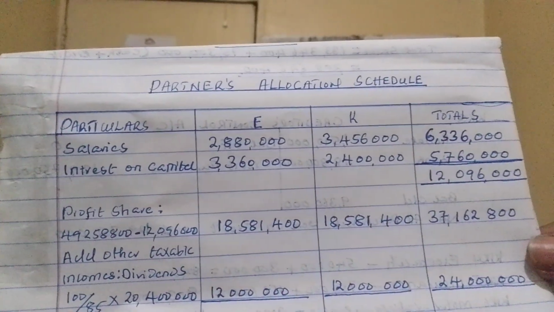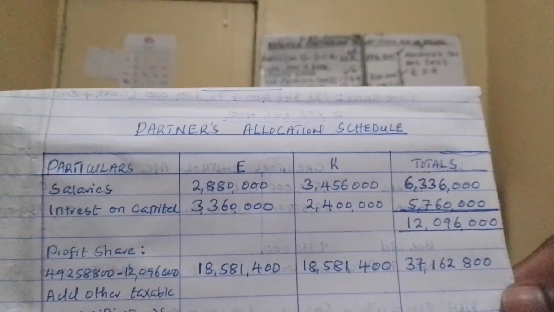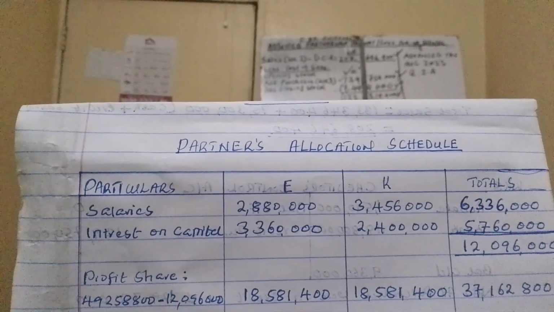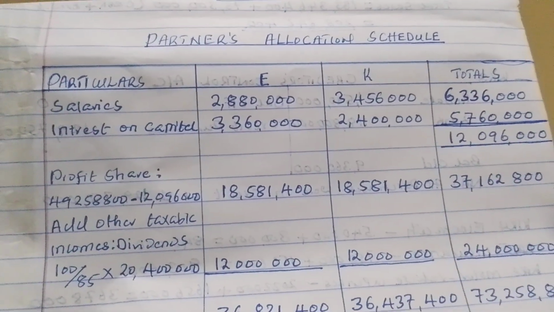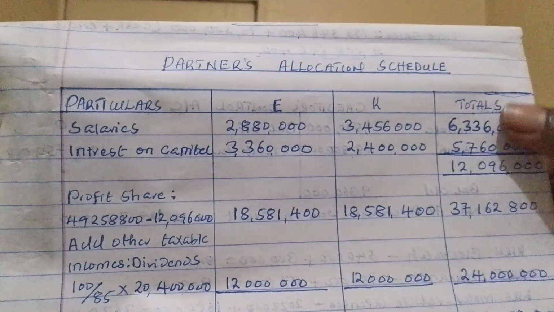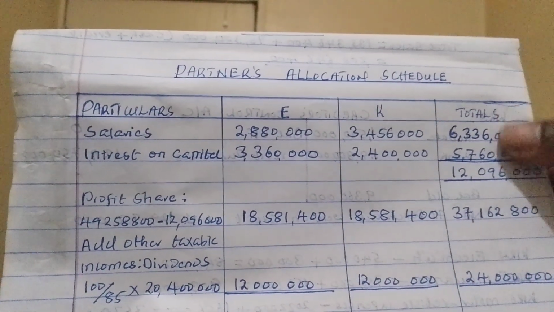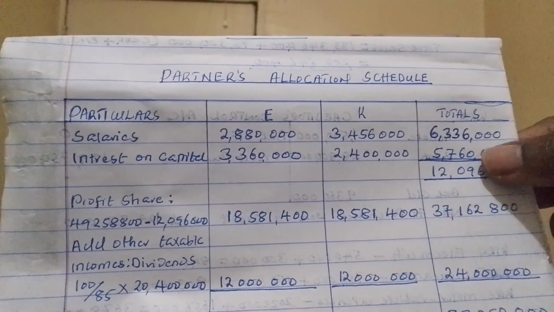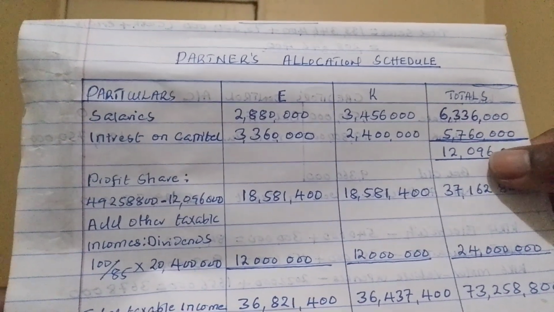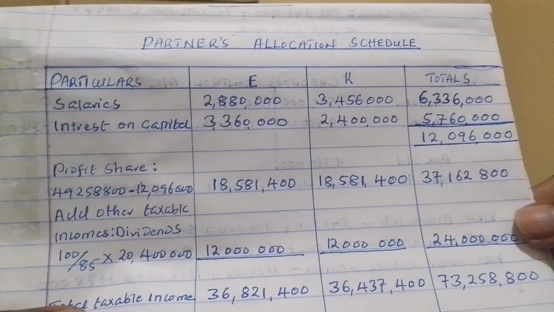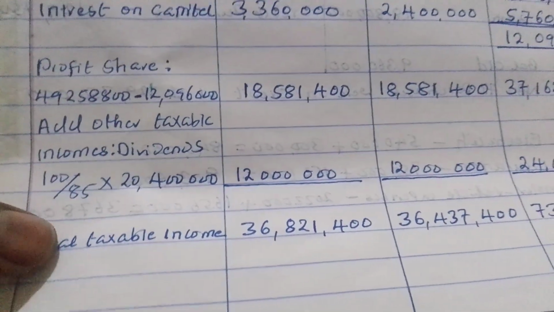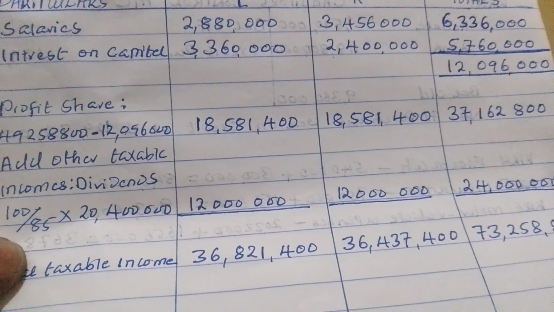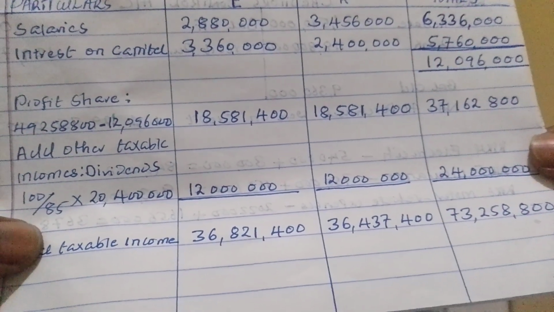So what I'm saying is that from the calculation on the board, you can see the adjusted taxable profit is 49,258,800. So I've tried to less 12,096,000, which is the total here. You can see the totals here. The last column where my figure is, salaries plus interest on capital, we got this. So you take the adjusted taxable profit of 49,258,800, you minus that total. Whatever remains is what you share equally.